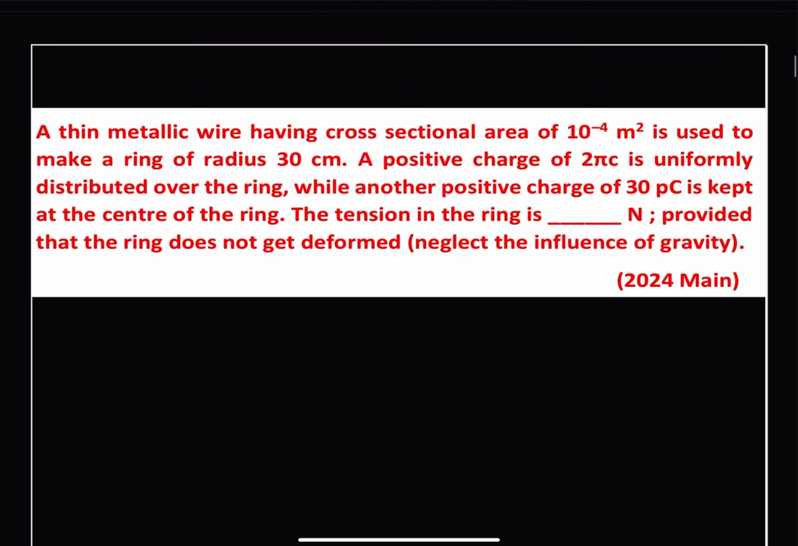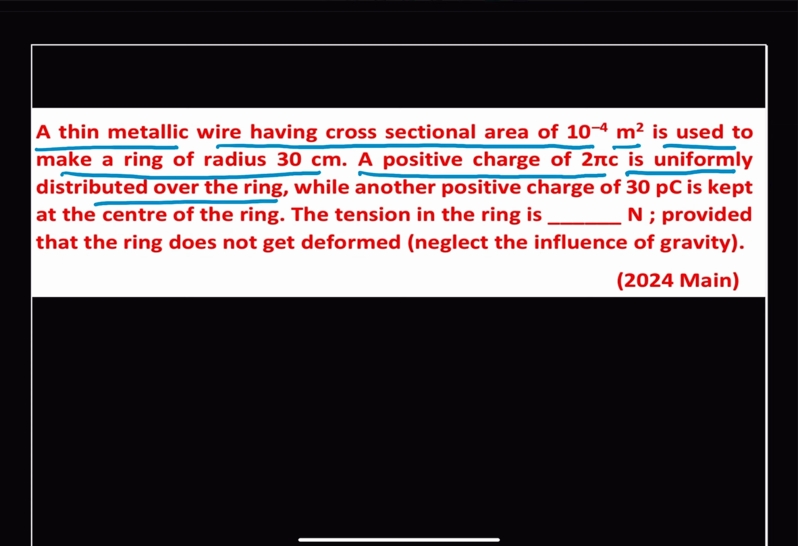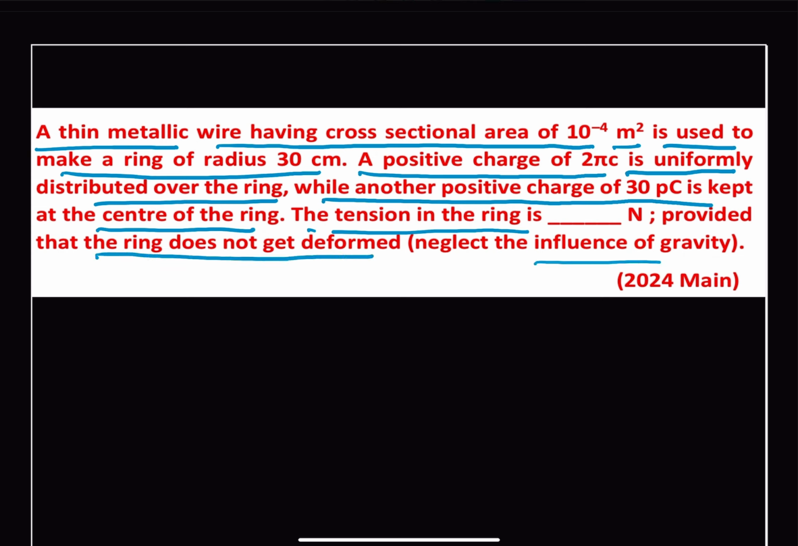So we are given a thin metallic wire having a cross-sectional area of 10⁻⁴ meter square, used to make a ring of radius 30 cm. A positive charge of 2 pi coulomb is uniformly distributed over the ring, while another positive charge of 30 picocoulomb is kept at the center of the ring. The tension in the ring is, provided that the ring does not get deformed, neglect the influence of gravity.